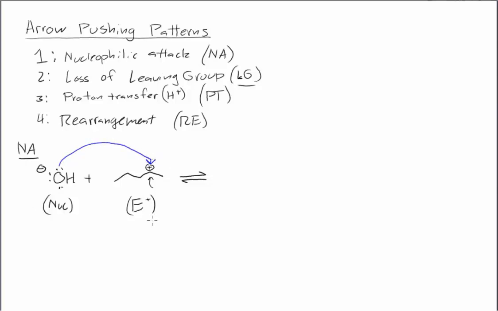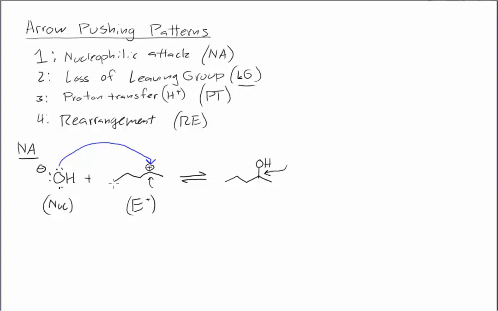We want to be very specific with our arrows. We want to start at a lone pair. We want to end at the carbon or whatever atom we're attacking. And so the resulting structure, as you might have guessed, looks like this. And we've created this new bond here. That is the new bond that we've created using this blue arrow.